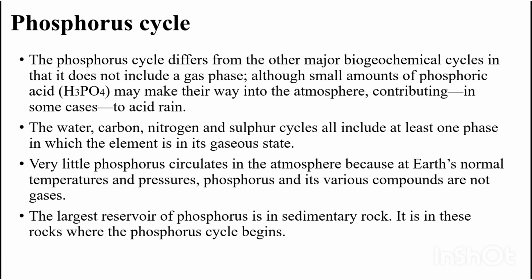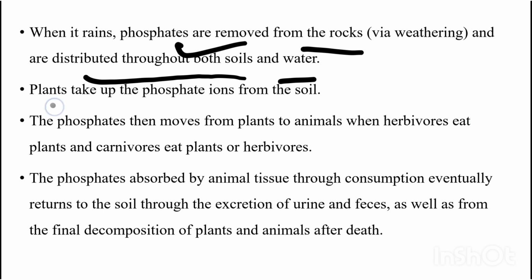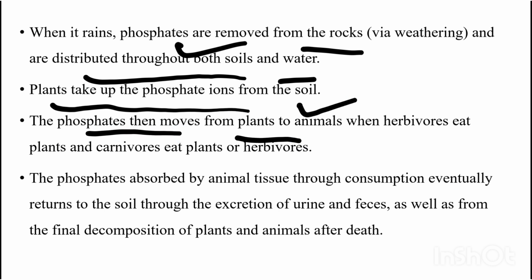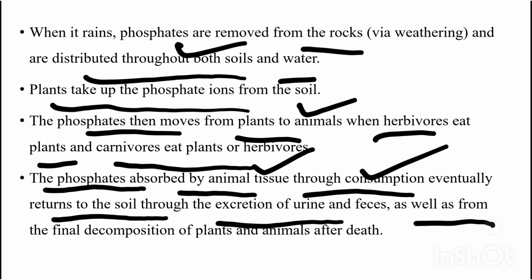It is in these rocks where the phosphorus cycle begins. When it rains, phosphorus is removed from the rock via weathering and distributed throughout soil and water. Then plants take up phosphate ions from the soil. Then phosphate moves from plants to animals by the food chain. Herbivores eat plants, and carnivores eat plants or herbivores. The phosphate absorbed by animal tissue through consumption eventually returns to the soil through excretion of urine and feces, as well as from final decomposition of plants and animals after their death.